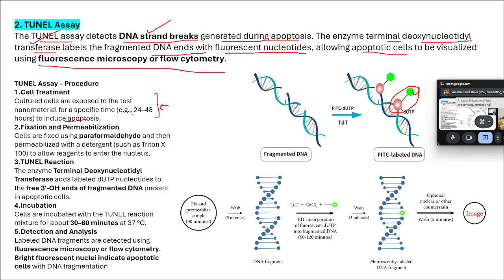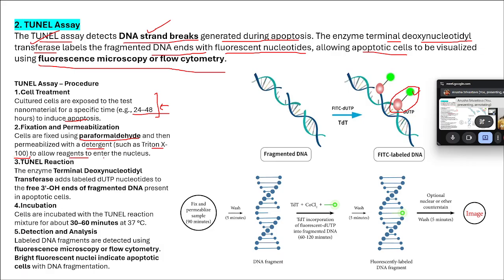Now, after the required time of the experiment, 24 hours, 48 hours, 72 hours, cells are fixed using the classical method, paraformaldehyde fixing, and then permeabilized with a detergent. This permeabilization step is sometimes carried out so that the dye or the fluorescent agent with which you are treating the cells can actually penetrate.